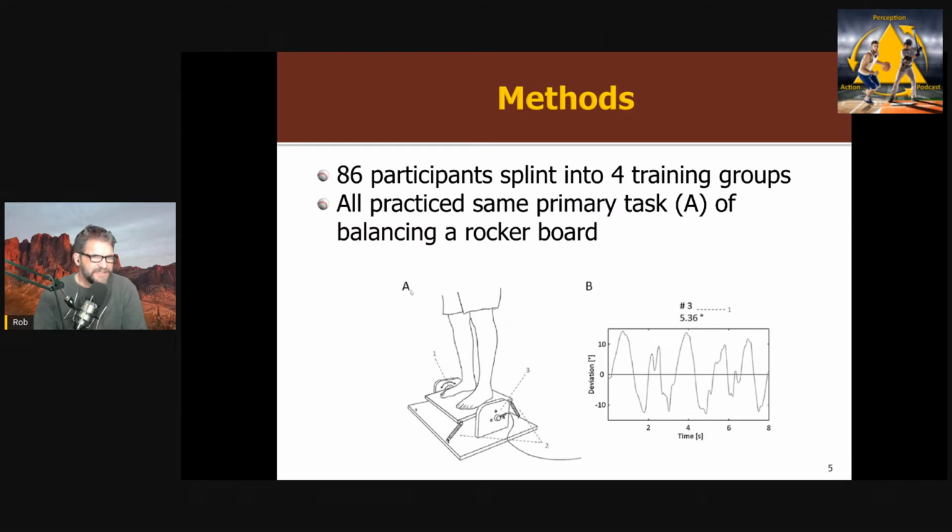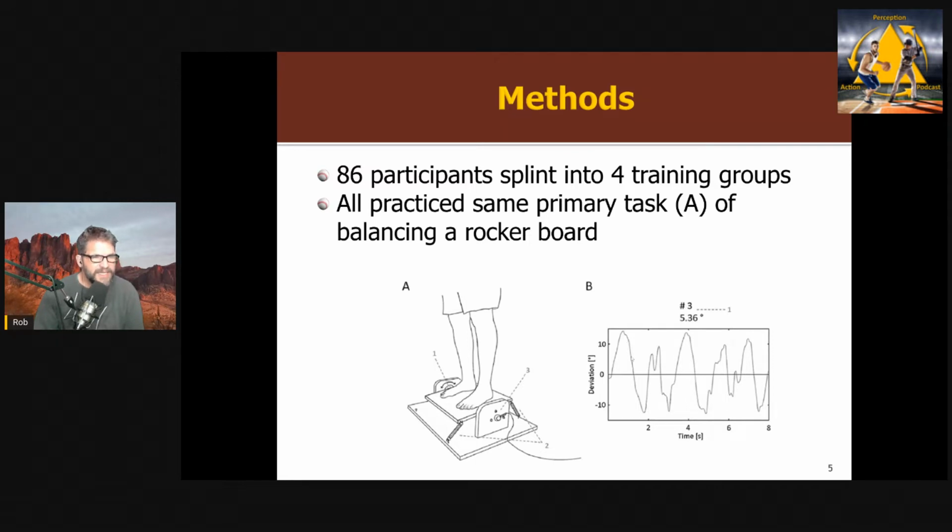Going right into the methods, they used 86 participants split into 4 training groups. All of them are going to practice the same task, what I'm going to call the primary task A. And in this task they had to try to balance on this homemade balance board, right? So they're standing on this board that rocks back and forth, and they have to obviously adjust their center of gravity to keep balanced on this board. So it's a very basic balancing task.